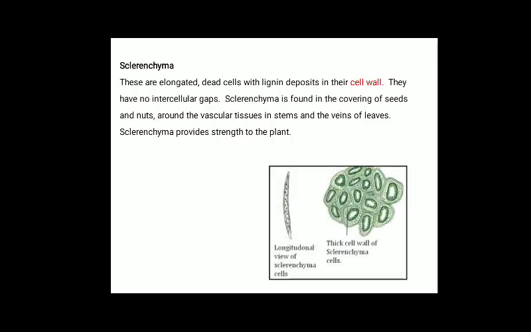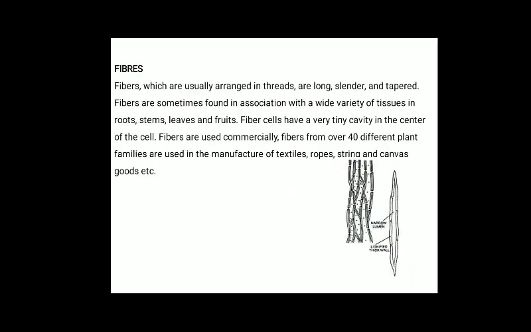Then sclerenchyma. These are elongated dead cells with lignin deposition in their cell wall. They have no intercellular gaps. Sclerenchyma is found in the covering of seeds, nuts, around vascular tissue in stem and veins of the leaves. Sclerenchyma provides mechanical strength to the plant. Sclerenchyma are of two types, one is fibers and another one is sclereids.